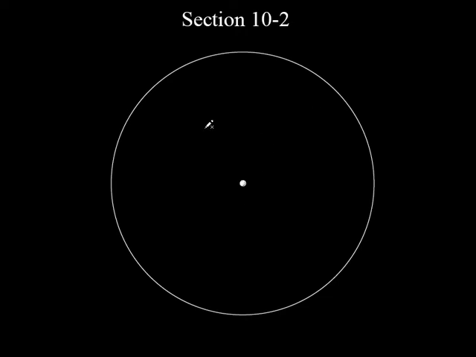Okay, we talked about a bunch of things. We talked about chord. We talked about the radius and all that good stuff. What I'm going to do is draw 2 radii in this circle. Doesn't that sound cool? Radii.